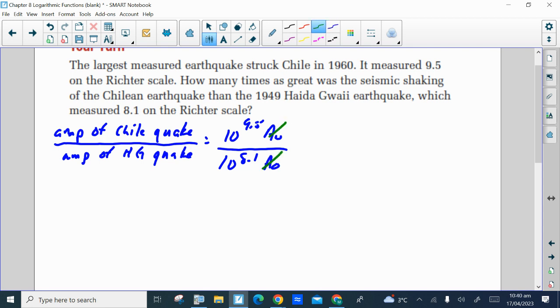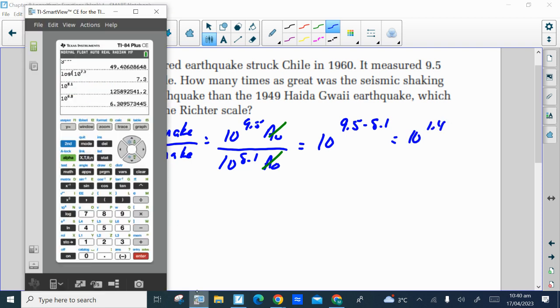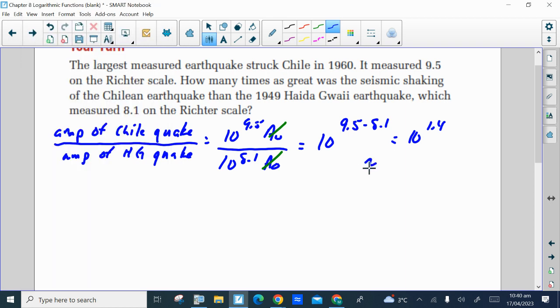Again, the a sub zeros cancel, and your answer will be what you get when you divide 10 to the power 9.5 by 10 to the power 8.1. Again, when you're dividing powers with the same base, you subtract the exponents and keep the base the same. So that'll be 10 to the power 1.4, which is approximately 25.12 times as intense.